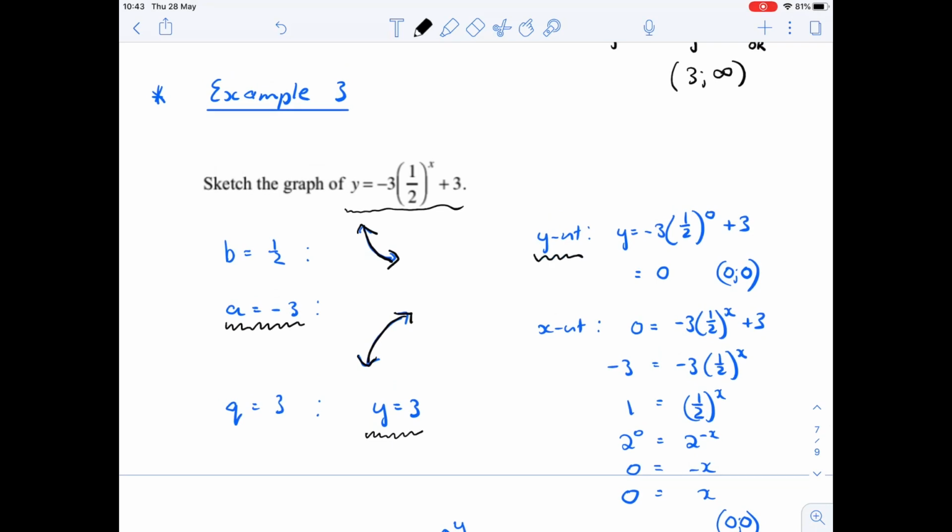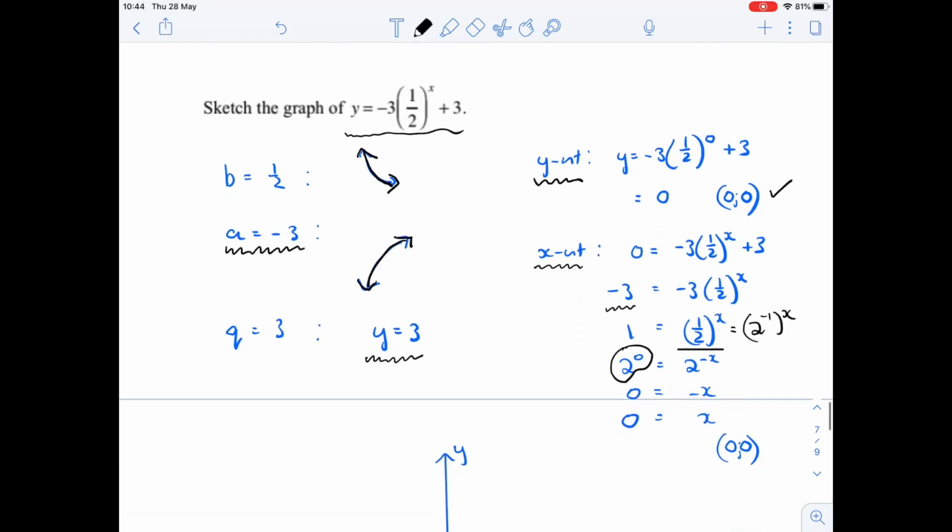My y-intercept, make x 0, and we get (0, 0). X-intercept, we make y 0. Take the 3 across, we get -3. -3 divided by -3 is 1. And then remember our little trick here. 1 can be written as 2 to the 0. And in this here, our knowledge of exponents can't be forgotten, a half can be written as 2 to the minus 1. So a half to the x is the same as 2 to the minus x. And we end up with an x-intercept of 0.